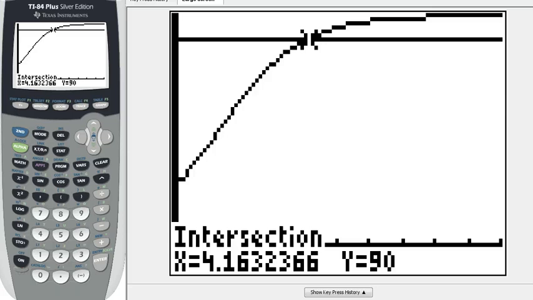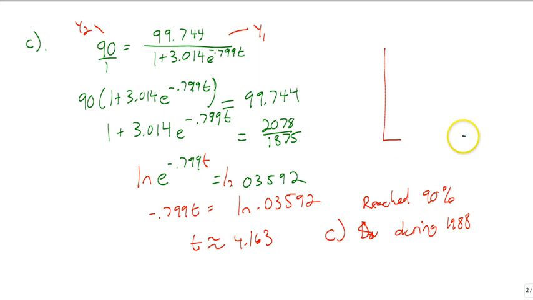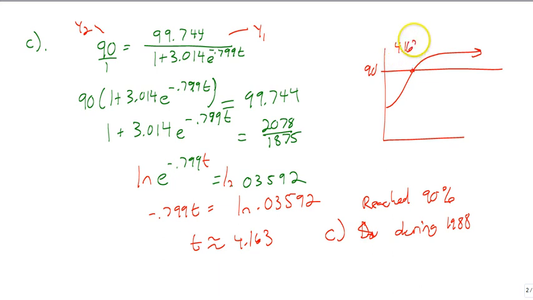So I would need something that looks like this: the line 90 and the intersection point 4.163 comma 90, and this is my t value in the percent. That would be what I needed to see using the graphing calculator. Y1, Y2, and then what the graph looks like, and then write down your answer. I still need it written out. What did it do? It reached 90% during the year 1988.